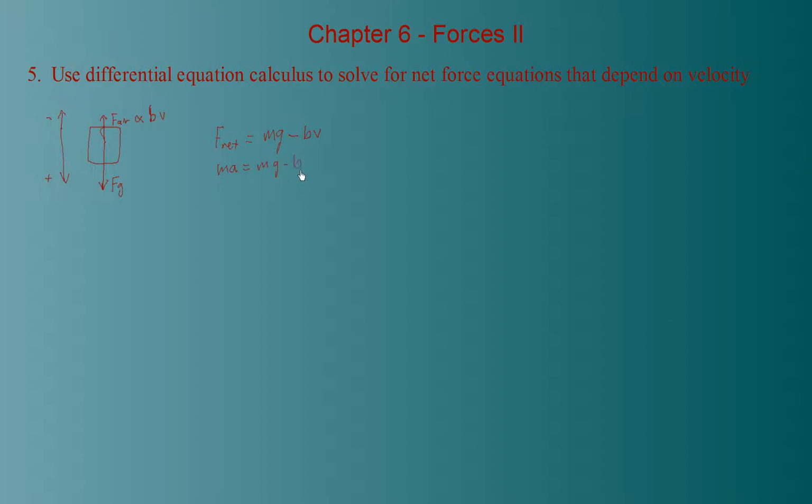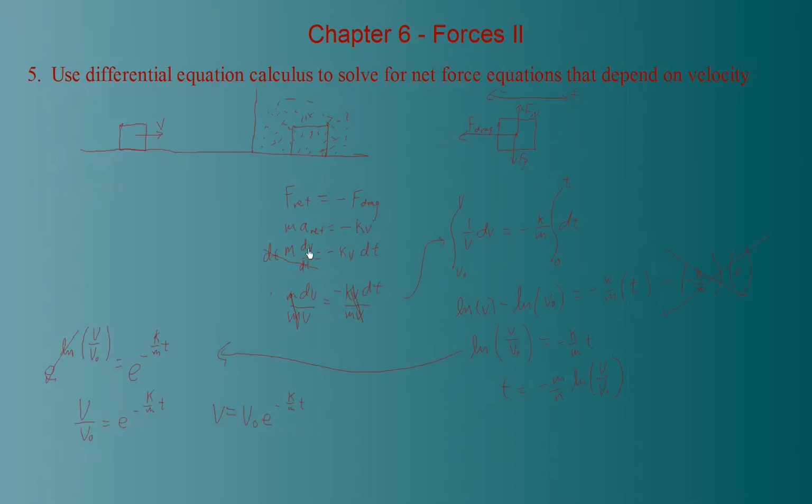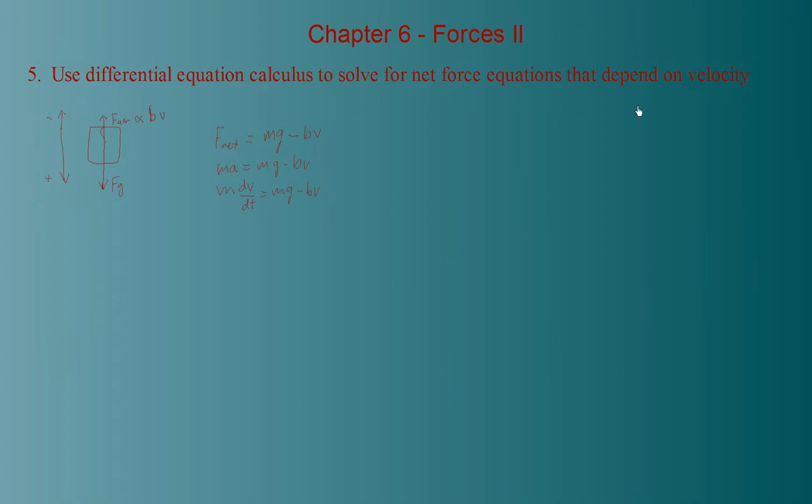mg minus bv. And of course, acceleration is the derivative of velocity. So very quickly, we get to where we were in the last situation, where we have m dv/dt equals the constant of the drag coefficient times velocity. And notice in both cases this air resistance force is negative, meaning it's trying to oppose its direction of motion.